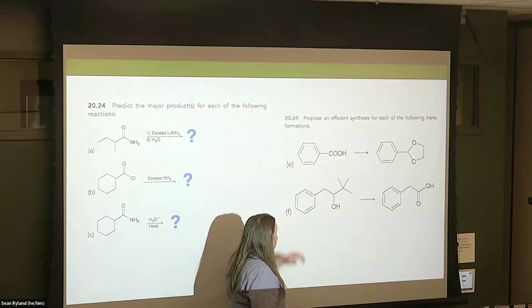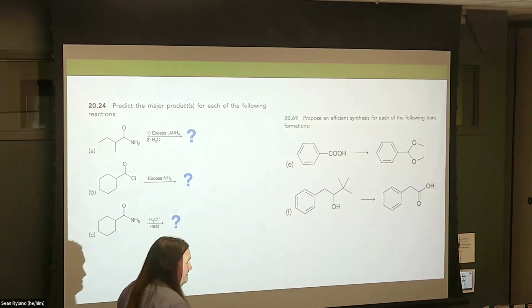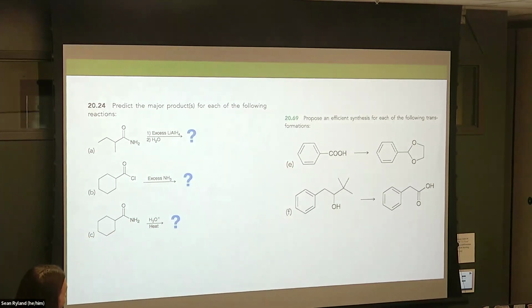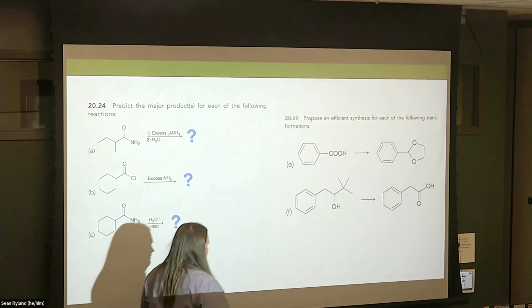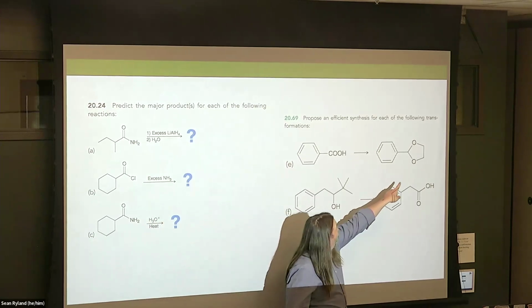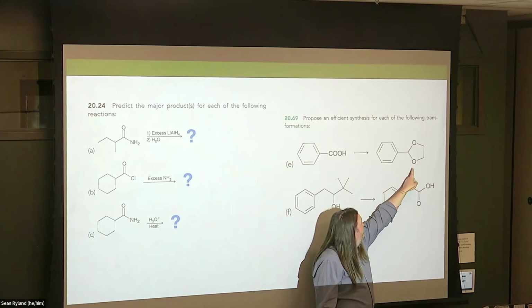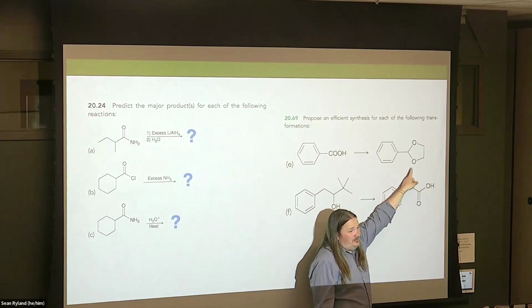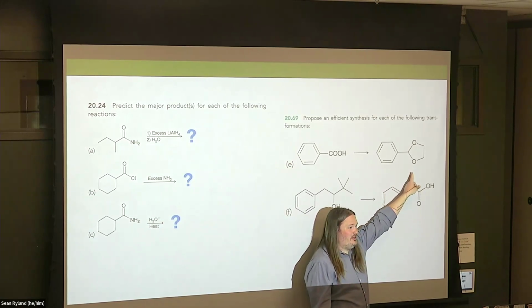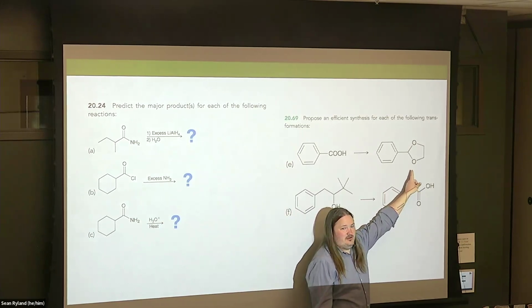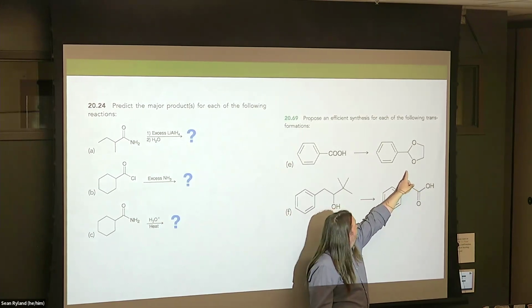So how do we do this one? This one's a bit of a review. It's a good synthesis problem. Trying to remember. That's a fairly specific functional group there, right? Yeah, that one showed up. That was one of the ways we could do a protecting group on an aldehyde, or on a ketone.